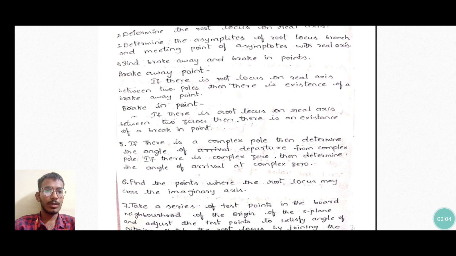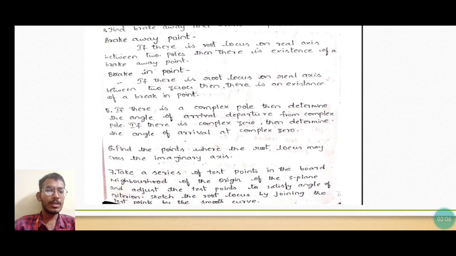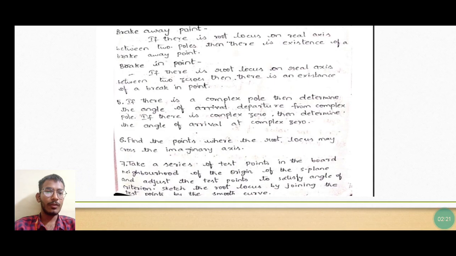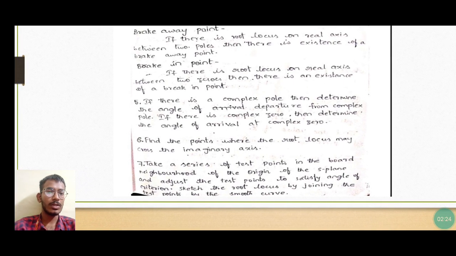In step 5, if there is a complex pole, then determine the angle of departure from the complex pole. If there is a complex zero, then we should determine the angle of arrival at the complex zero. In step 6, we should find the points where the root locus may cross the imaginary axis. In step 7, we should take a series of test points in the neighborhood of the origin of the S-plane and adjust the test points to satisfy the angle criterion. Sketch the root locus by joining the test points by smooth curves.